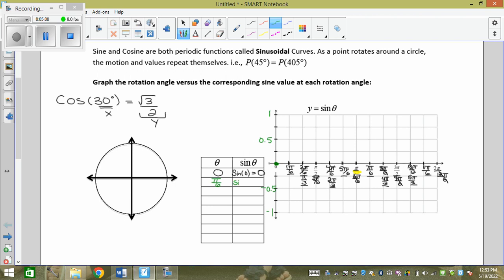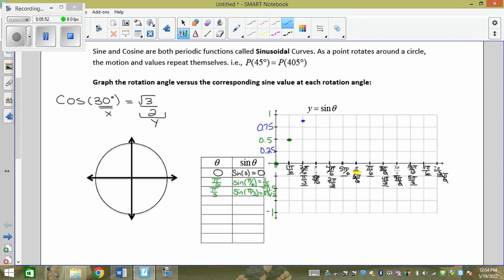What is sine of pi over 6? 1/2. So now I'm going to plot the point, pi over 6 and 0.5. So now I'm here. Then my next one is pi over 3. Then I'm going to do sine of pi over 3. And what's that? That's √3 over 2. And if I turn that to a decimal, it's 0.866. So this would be 0.75. This would be 0.25. So it's at 0.866, so it's like here-ish.